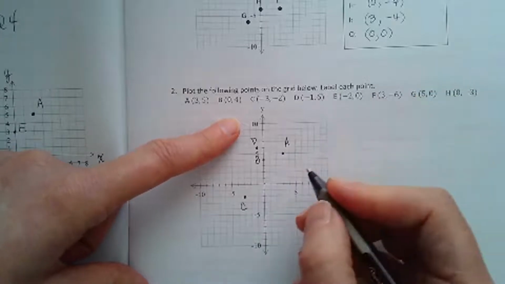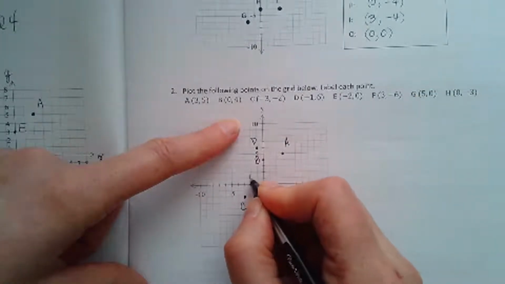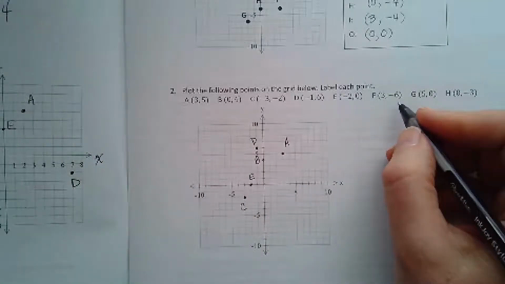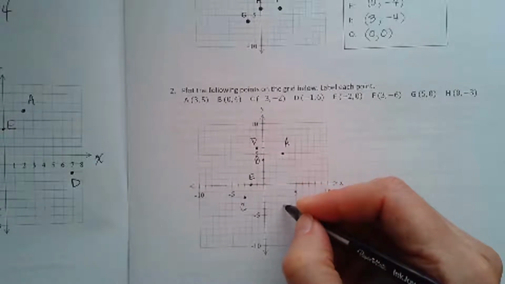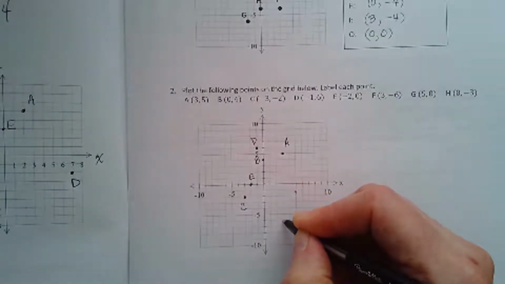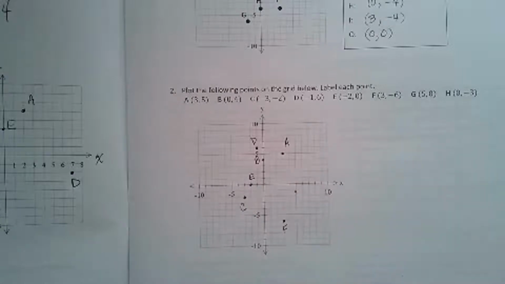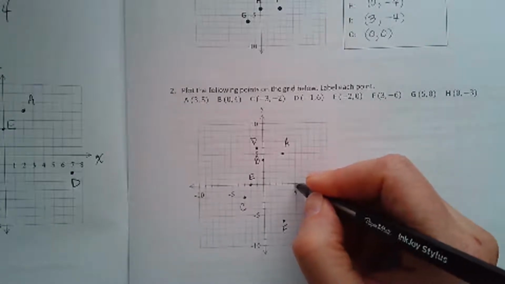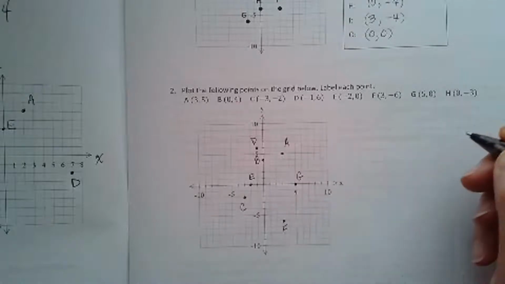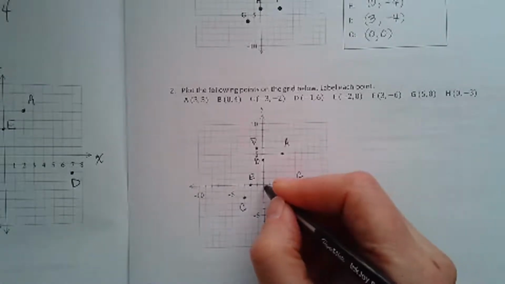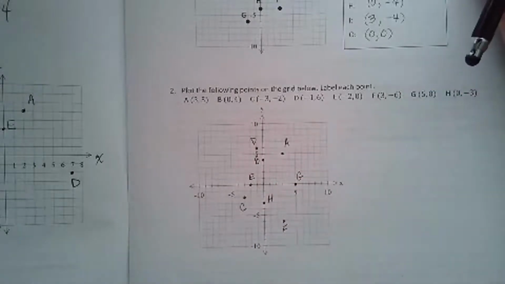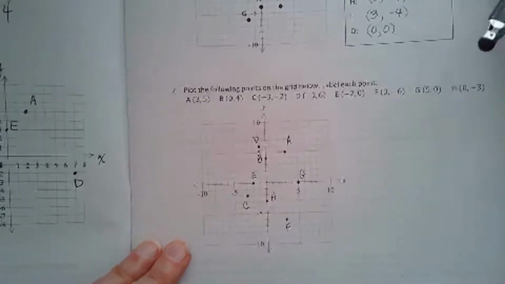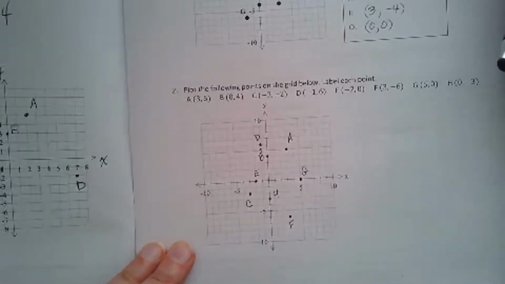Point E is -2, 0. Point F is 3 comma negative 6. 1, 2, 3. 1, 2, 3, 4, 5, 6. That's F. G was 5 comma 0. And H is 0 comma negative 3. So X is 0 and Y, I have to move downwards to get the negative 3. So those are the points A, B, C, D, E, F, H. Okay. All right.